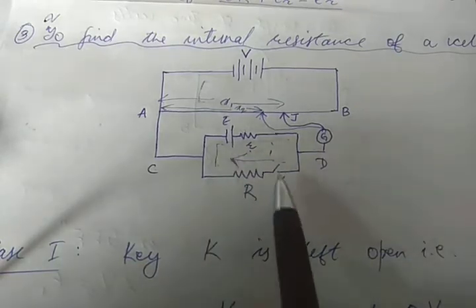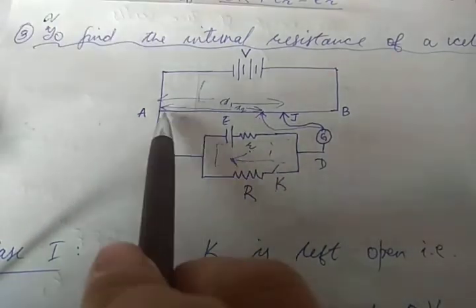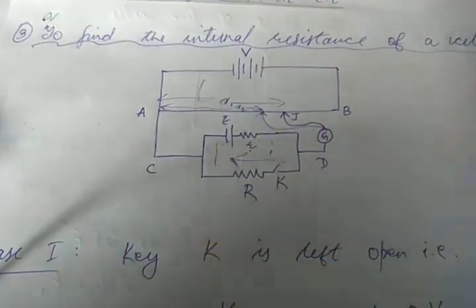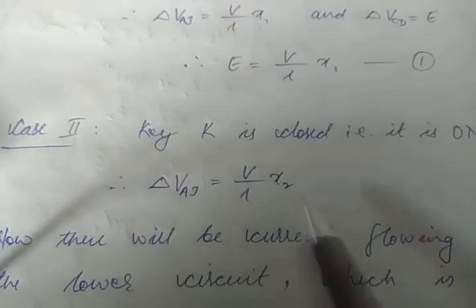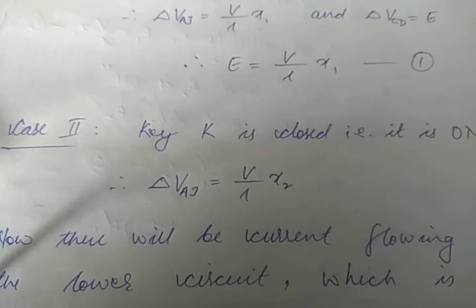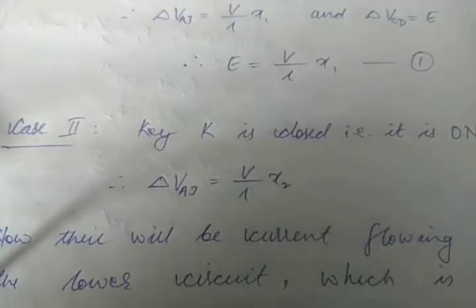So what we want to do is find out what is the current flowing when this key is closed. We found out what is delta V_AJ. We've done that, which is V upon L into x1 here, and V upon L into x2 over here. This is when the key is closed.